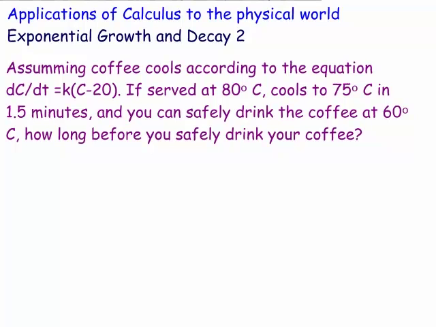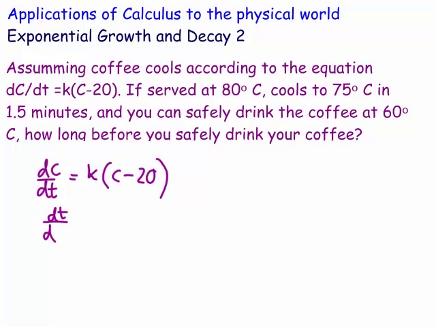So we know that dC/dt is k(C minus 20), where 20 is the room temperature. Let's turn it upside down, so dt/dC is equal to 1 over k(C minus 20), finding the reciprocals of both sides. We integrate with respect to C. I'm going to shortcut a few things here, so we jump down to the integral of dt/dC with respect to C, which is just the integral of dt.